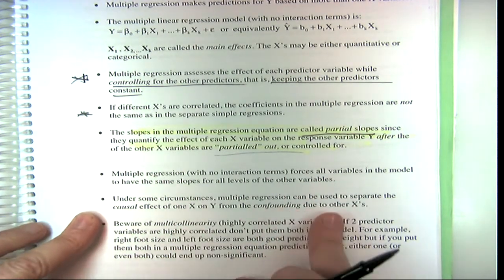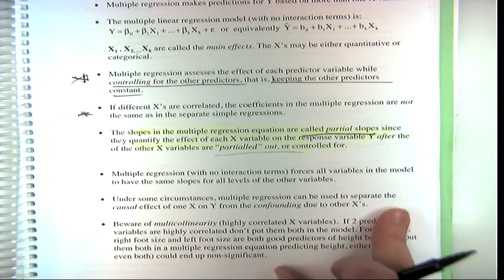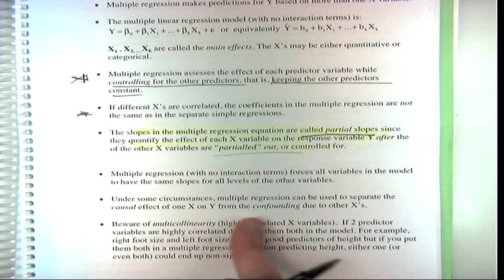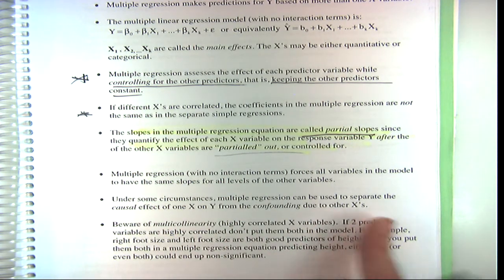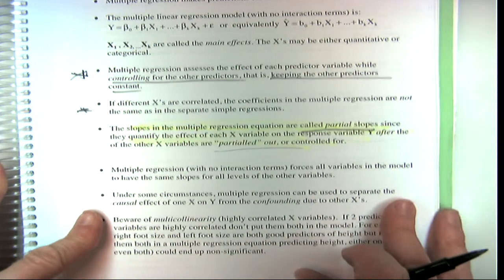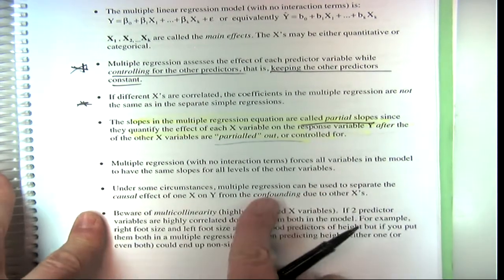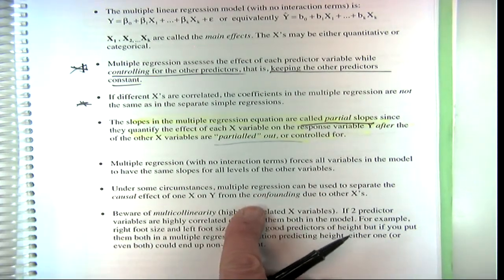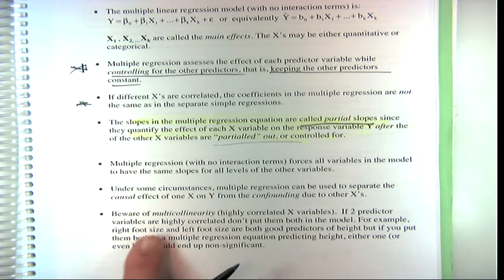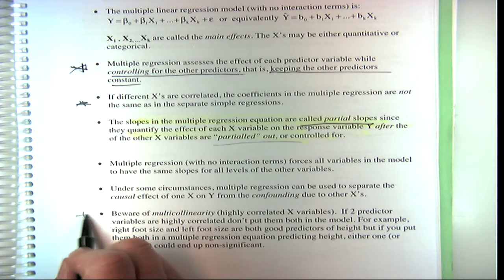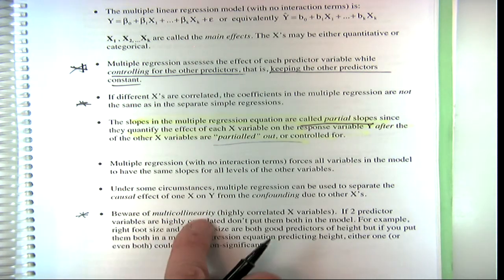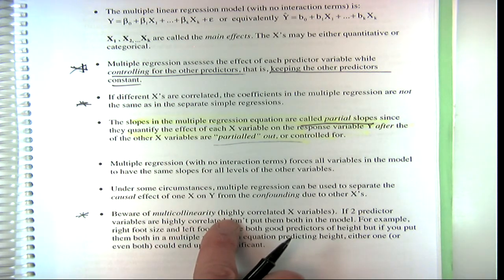Under some circumstances, multiple regression can be used to separate the causal effect of x and y from the confounding due to other x's, and that's something we'll look at. You have to make sure that the x's happen first, before the y. And this is really important because you should beware of multicollinearity, because it relates back to the question that was asked before.